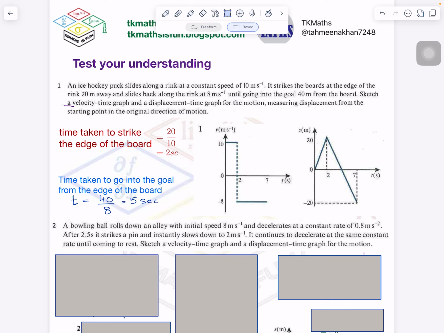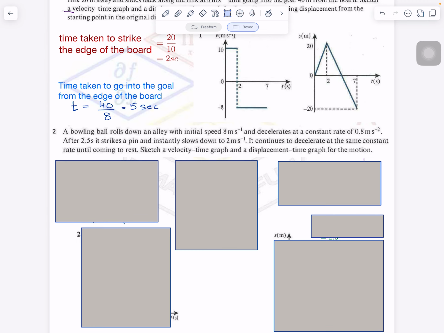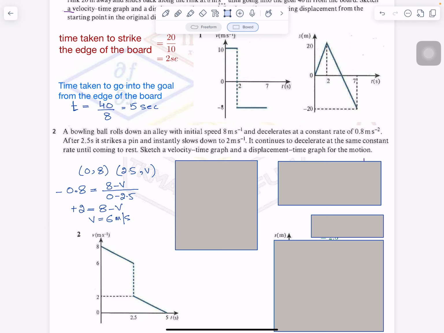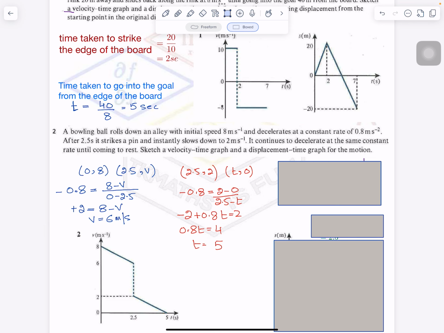So I hope you have marked your working. And for the next part, I'm using the concept of gradient also. In the velocity time graph, the gradient gives you what? Acceleration. Because the second question is about sketching a velocity time graph and a displacement time graph, just like the first one.